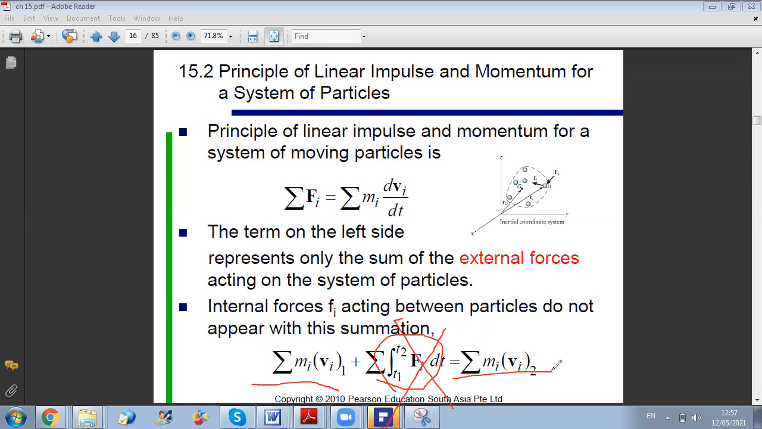And this is widely used, especially in collisions. Okay, so we will see together, we will learn together.